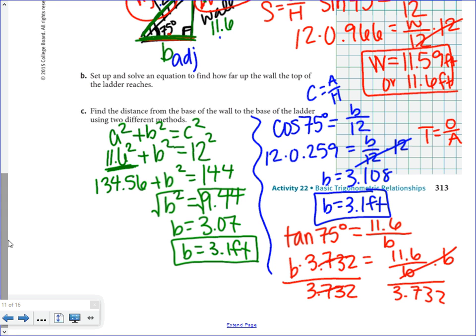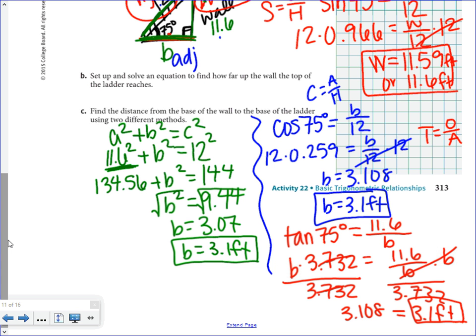So 11.6 divided by 3.732 gives you about 3.108, which is also 3.1 feet. So no matter how you work this, you still get the same answer. Your decimal may be a little bit off, but it's because we're using a rounded number. We rounded 11.6. So hopefully that helps you with understanding that one.